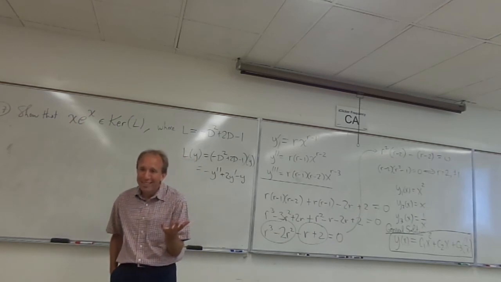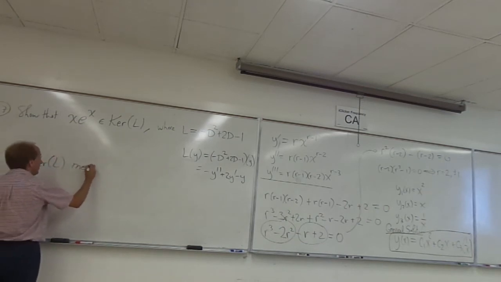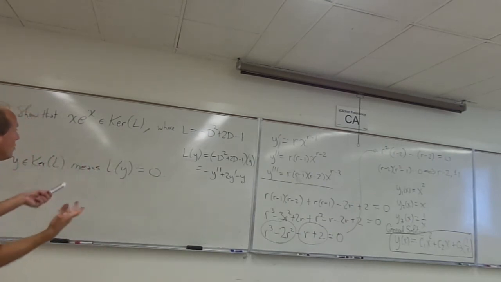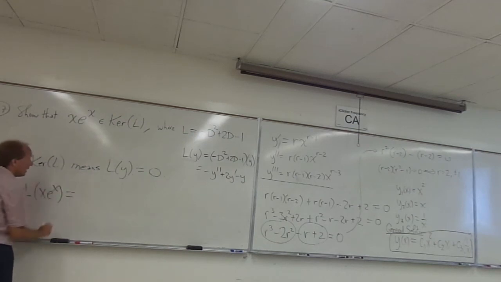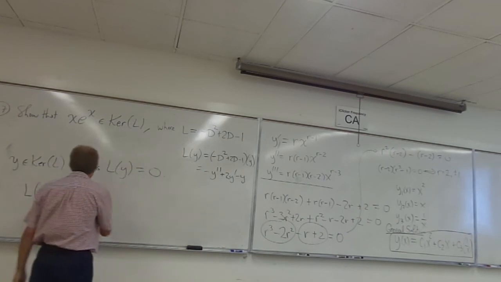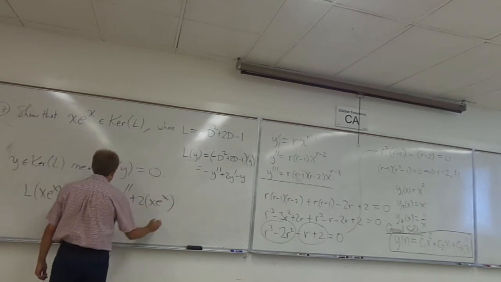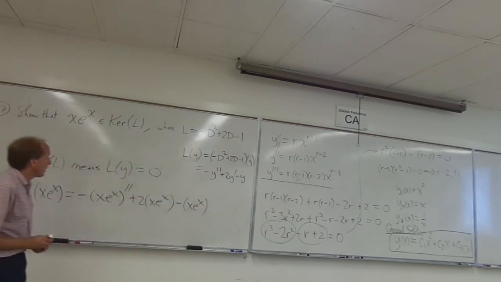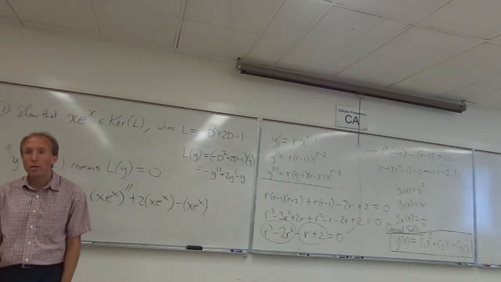Now if y is in the kernel of L, what does that mean? L of y equals 0. So if I plug the y into the L operator, I'm supposed to get 0. So all they're really asking you to do here is check L of x e to the x. And we've already got the formula right here. So it's negative 2 derivatives of it plus 2 times 1 derivative of it minus x e to the x. And the question is, show that it is in the kernel. So this should be 0. You just have to show that it is.